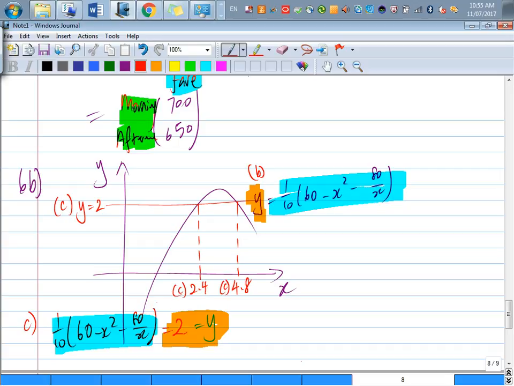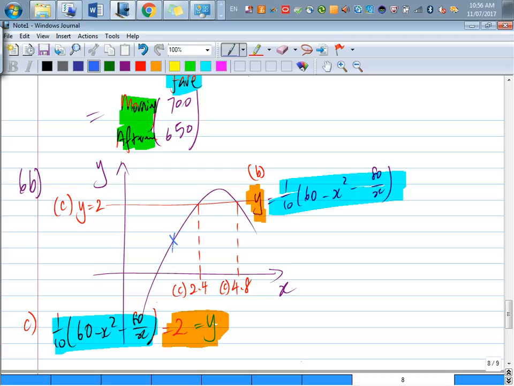Then at the back of your graph paper, you label them properly. Part C answer will be x equals to 2.4 and 4.8. Next part D, drawing a tangent, find the gradient of the curve at 1.5, 0.44. So I'll just use another color. 1.5 is somewhere here.